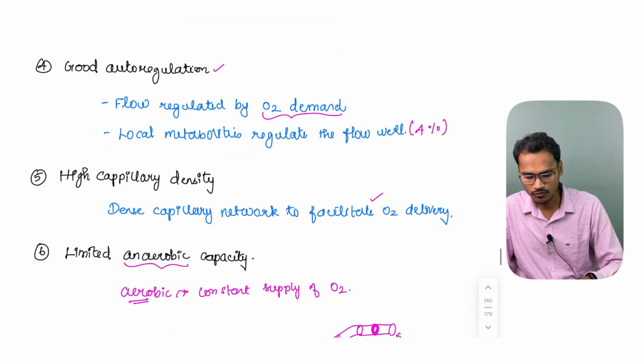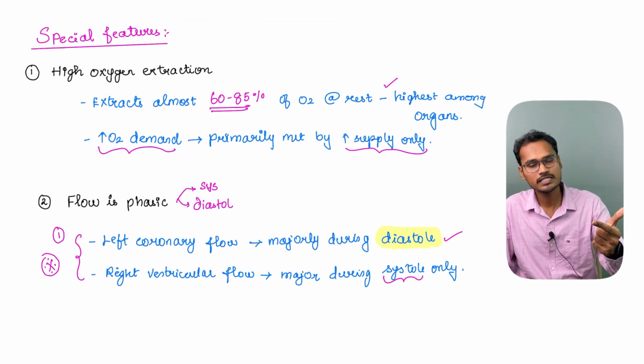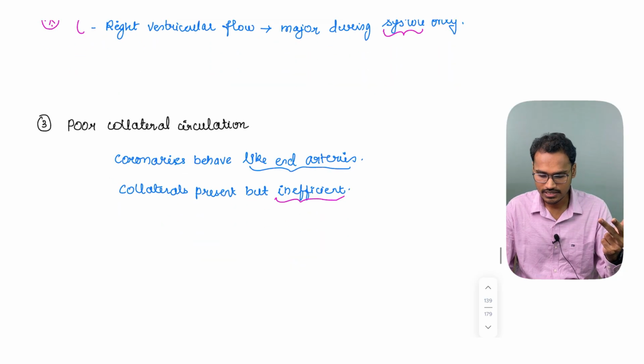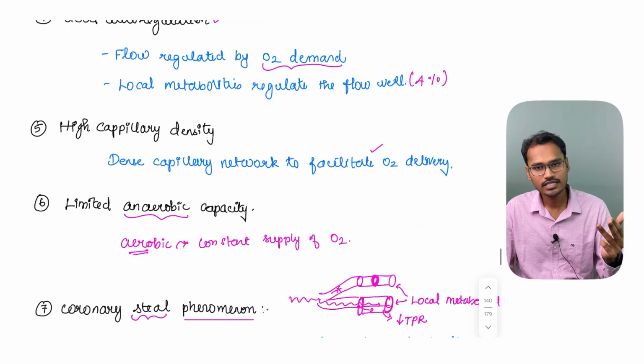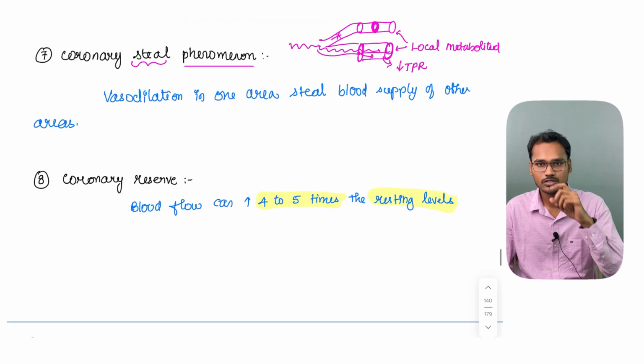A small recap of it. First, high oxygen extraction is there and flow is phasic, which we are going to discuss further. Then poor collateral circulation. Then we have good autoregulation. High capillary density, limited aerobic capacity is there. The coronary steal phenomenon is happening here. Then the coronary reserve is also good.